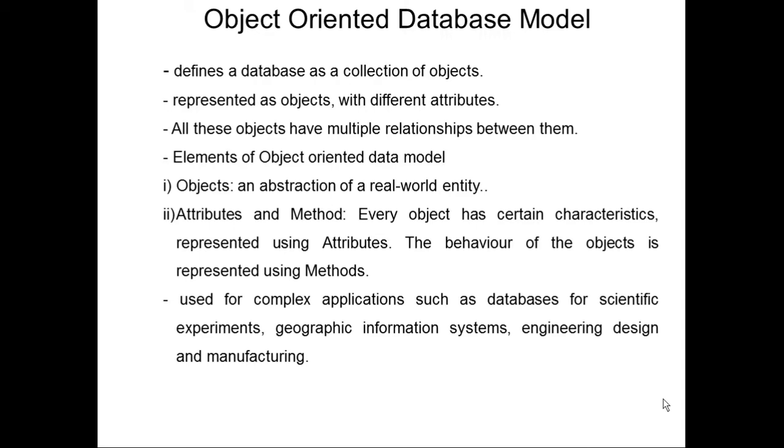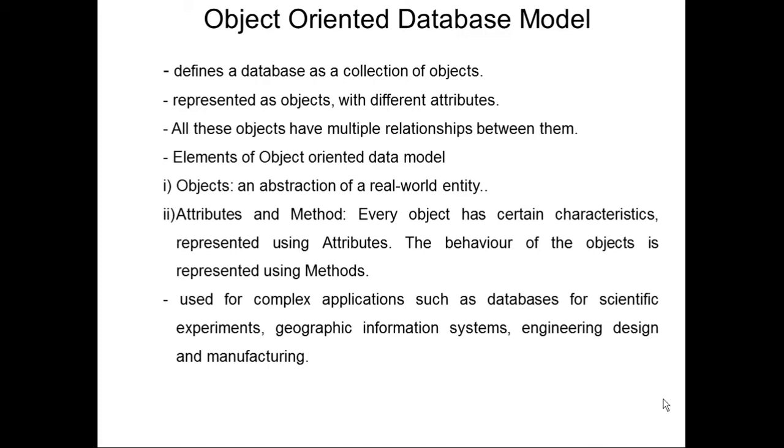Third one is the object-oriented database model. Object-oriented means the main orientation is on the object, where it is a collection of objects. The objects are represented with different attributes. Attributes means the characteristics of that particular object, and all the objects are connected using relationships.